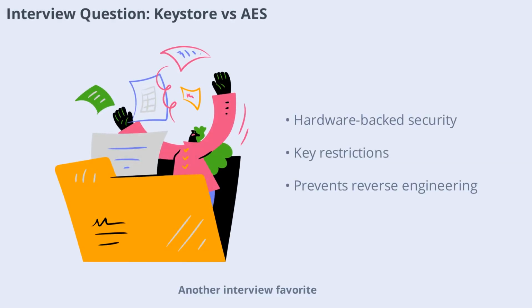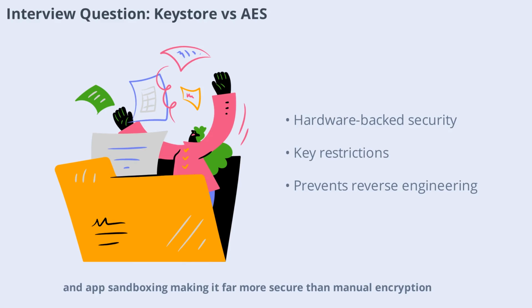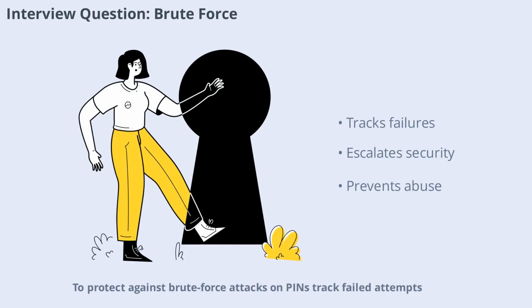Another interview favorite: why is Android Keystore better than manual AES encryption? Keystore provides hardware-backed security, key usage restrictions, and app sandboxing, making it far more secure than manual encryption, which is vulnerable to reverse engineering. To protect against brute force attacks on PINs, track failed attempts, apply exponential backoff, and escalate to OTP or lockout after multiple failures. This layered defense is essential for robust security and is a key point in technical interviews.